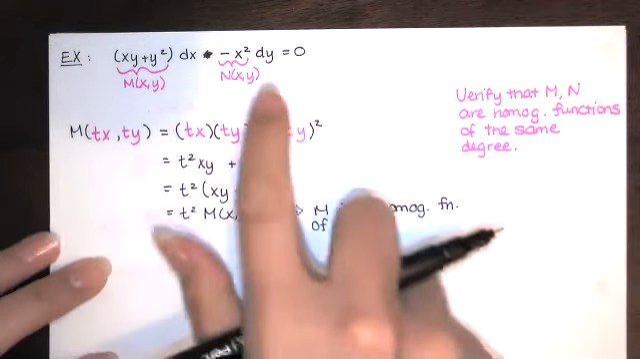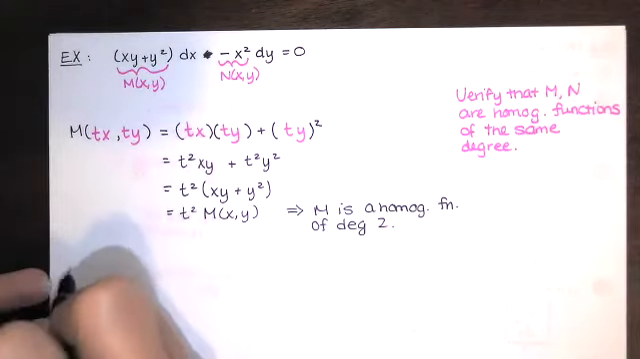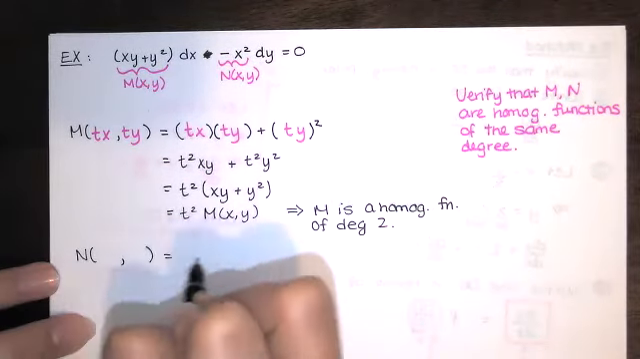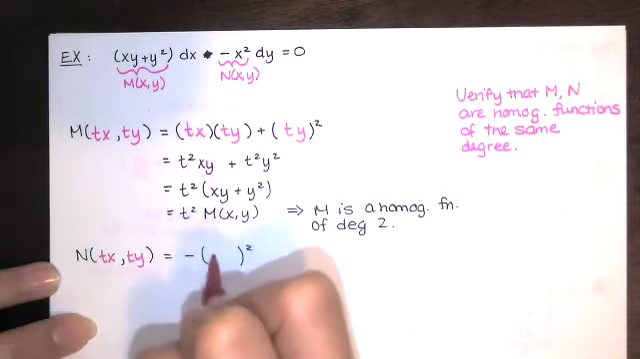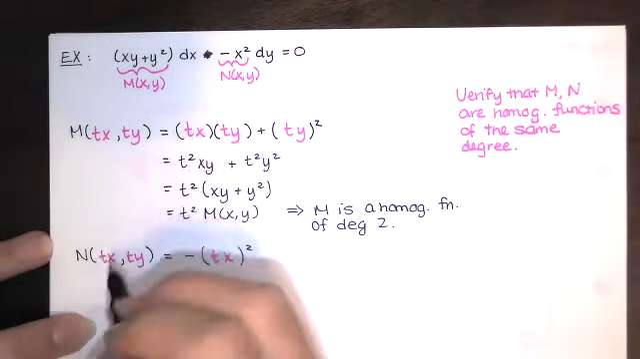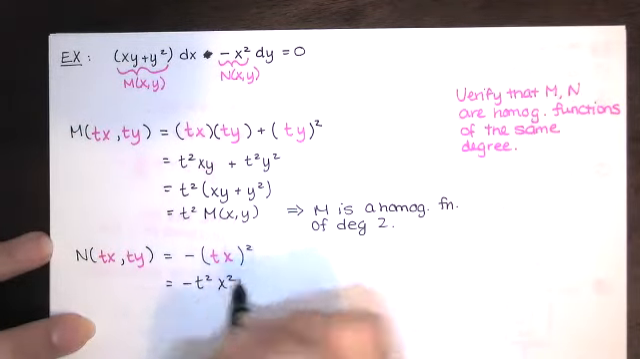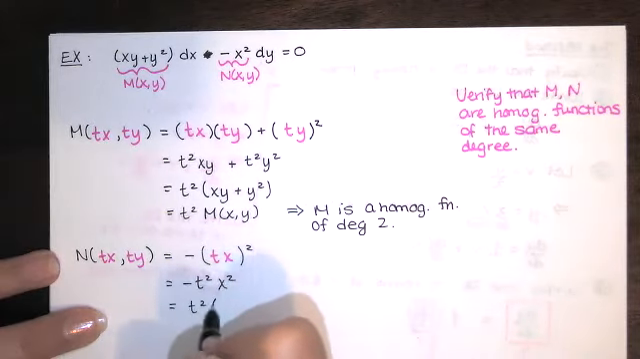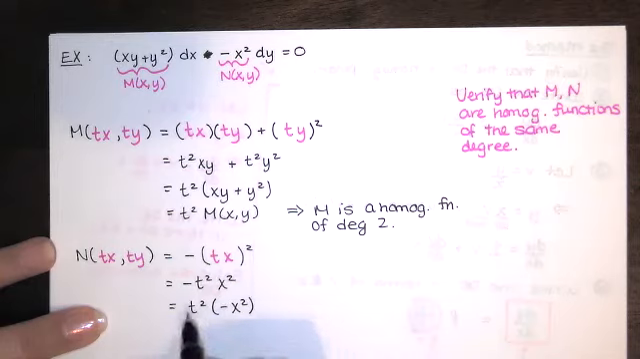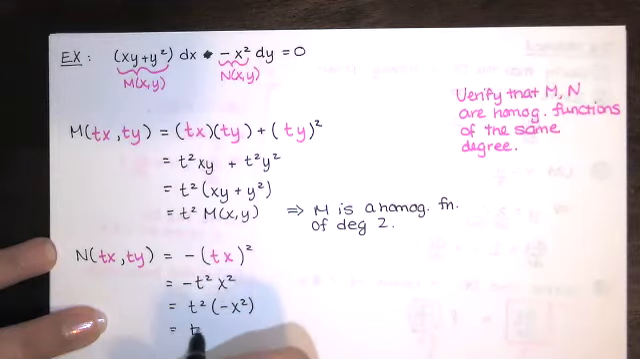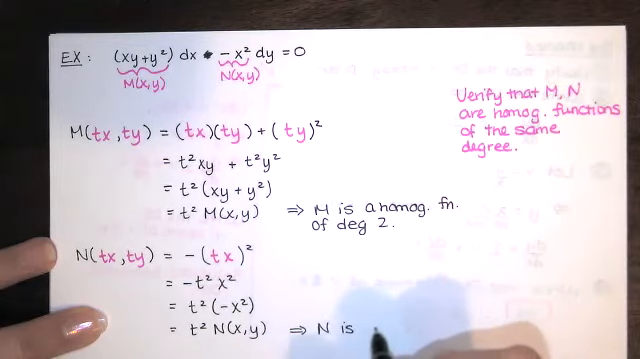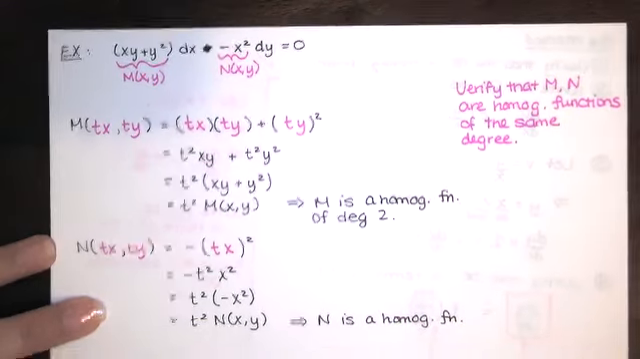The question is, is this also a homogeneous function of degree 2? I think you can see it. I hope you can see it. You replace x with tx, you replace y with ty. Square the t, square the x, factor out the t squared, and then you see you've got t squared times negative x squared, and negative x squared was n by definition. So we have n, and it is a homogeneous function of degree 2.